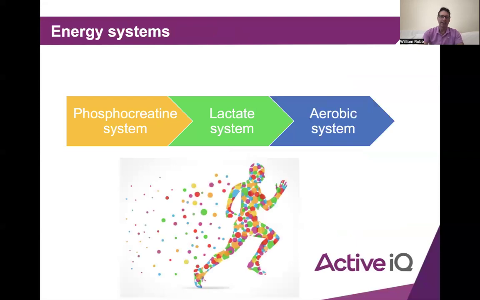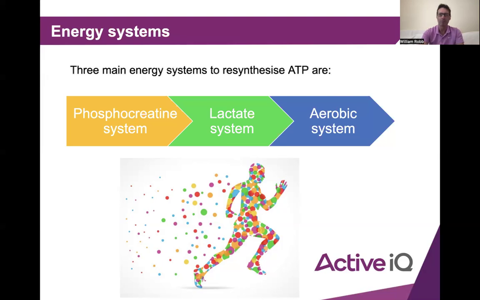So let's have a look now at the energy systems you have in your body. You have three energy systems in your body. We have the phosphocreatine, the lactate, and the aerobic system. Phosphocreatine, or creatine phosphate, may be noted as either. Lactate and the aerobic system. So let's look at them one by one.